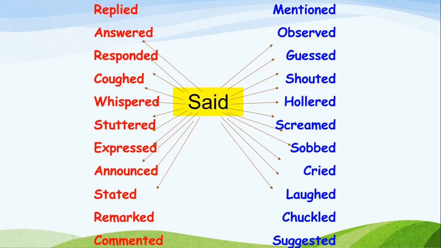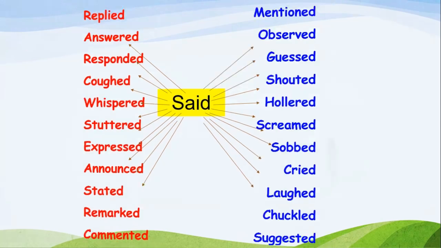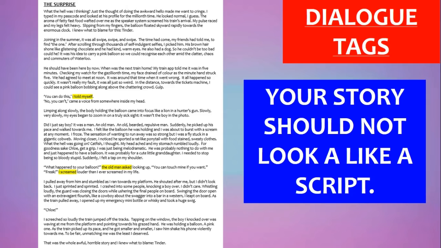So for example, if the character is whispering something, we know it's a secret or something that she doesn't want anyone to overhear. If we say chuckled, it means the person's laughing. So this is a lot more descriptive, much more interesting than saying said. I haven't actually got a lot of dialogue in mine, so the ones I've used are told, asked, scream.